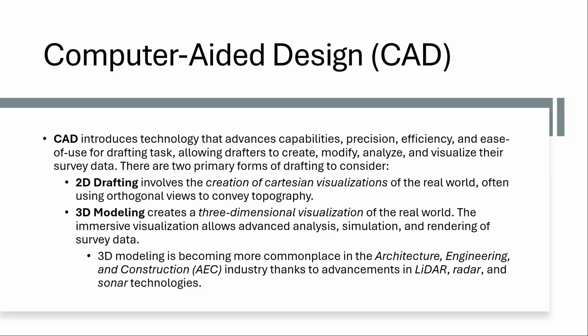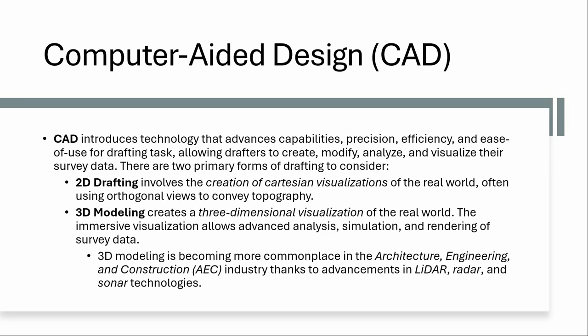So with CAD, there are two primary forms of drafting that you need to think about. One is 2D drafting, and the other, obviously, 3D modeling. 2D drafting is going to be talking about creating Cartesian visualizations of the real world, again using orthogonal views to convey topography.